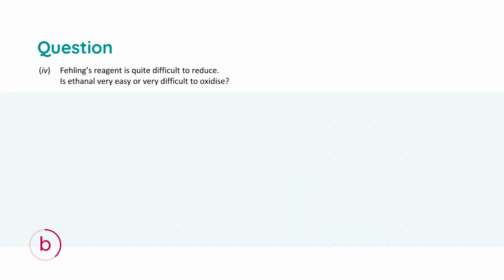So looking at part 4 here, what we're going to be working with yet again is Fehling's reagent. We're told that Fehling's reagent itself is quite difficult to reduce. And from that, we're then asked another question, which is: is ethanol very easy or very difficult to oxidize? In this case, we just need to pick one of the two answers. So it's a little bit of a 50-50 here.